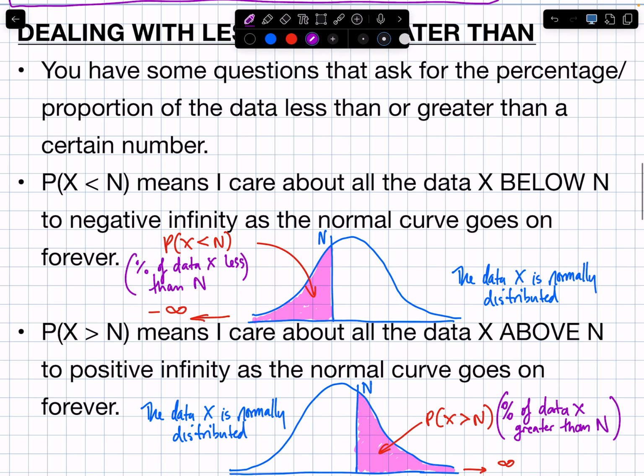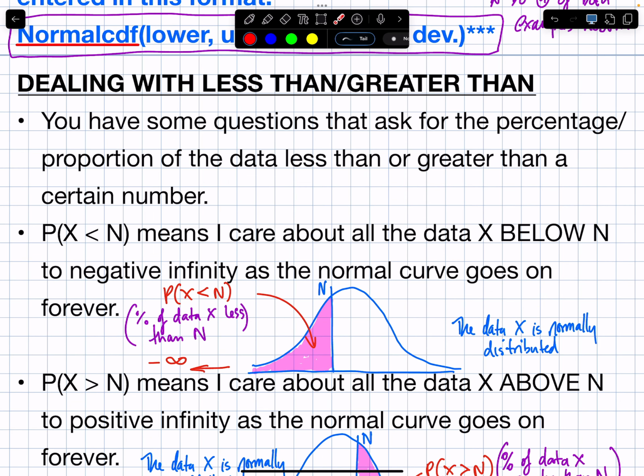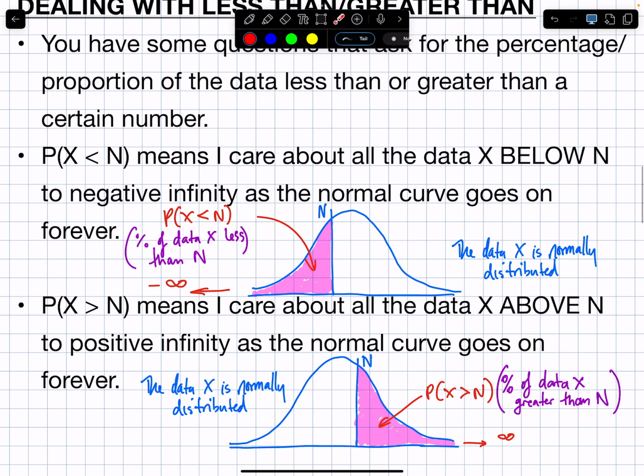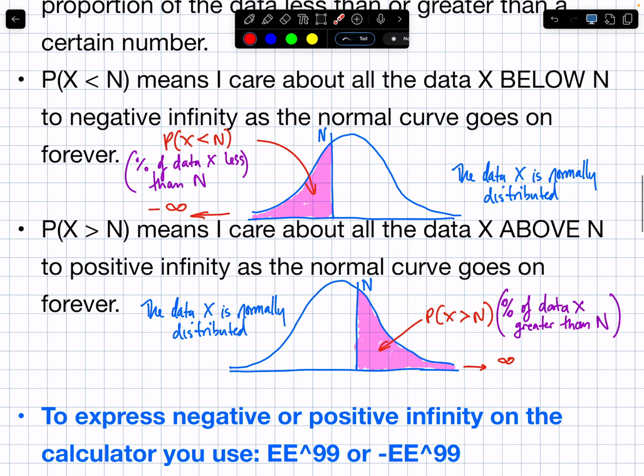So how do I do that? Let me illustrate. How do I deal with less than or greater than? You got some questions that ask for data less than or greater than a certain number. Yeah, we just discussed that. If we want less than, we care about negative infinity to the left. If we care about greater, we do positive infinity to the right.